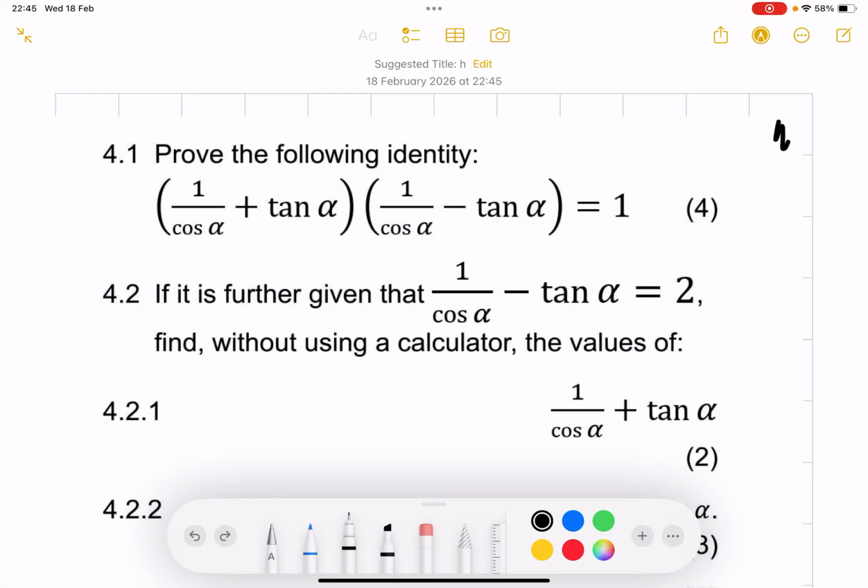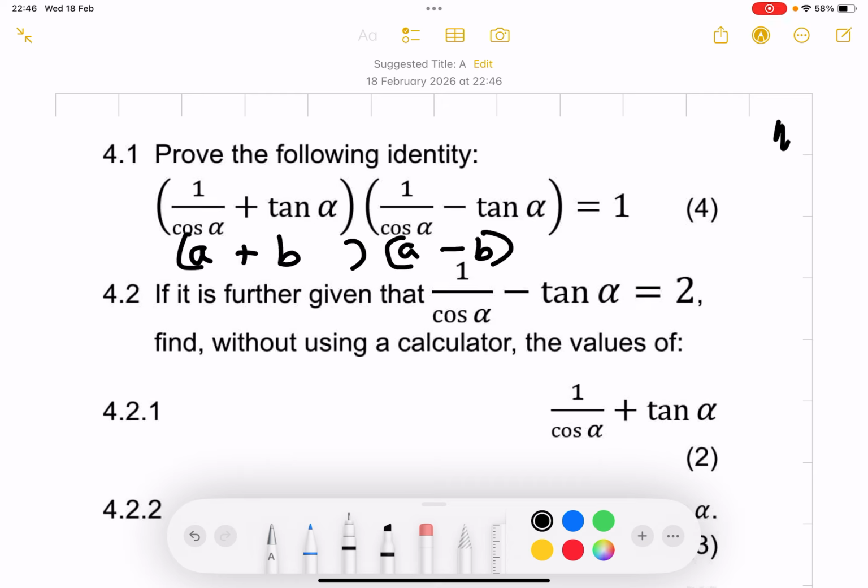Hello, family. On question 4.1, we are asked to prove the following identity. Ladies and gentlemen, I need you to check here. On the left-hand side, we have the most complex side, so I'm going to use that side. I need you to observe this. Here I have A and A because it's 1 over cos and 1 over cos. Plus B minus B. It's plus tan minus tan.